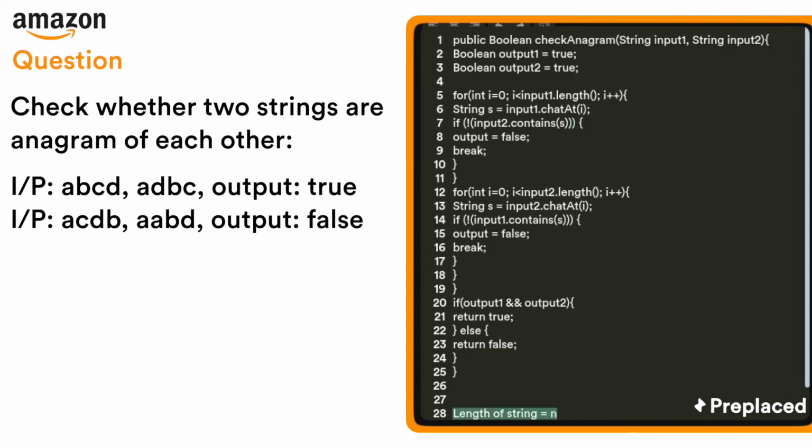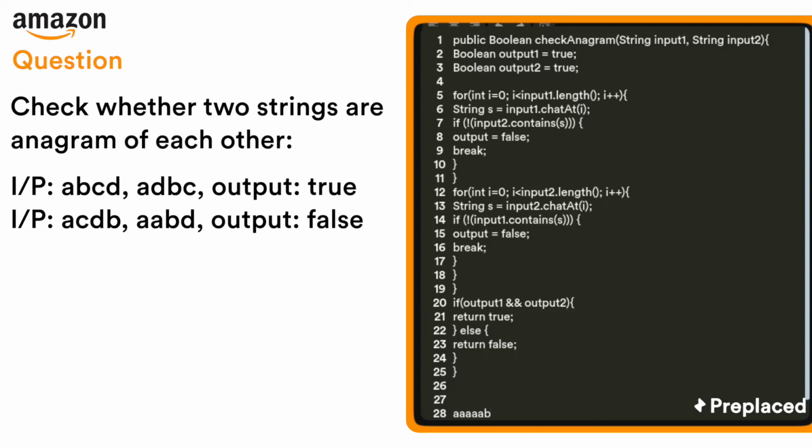So say someone gives me A, B, and someone gives me AB. So my first character is A. It's present in second. Okay, it's present in second. So then my second character is A. A is also present in second. It's present in second, it will be true. It won't enter in the false condition. Then it will come to B, and B is also present in second.